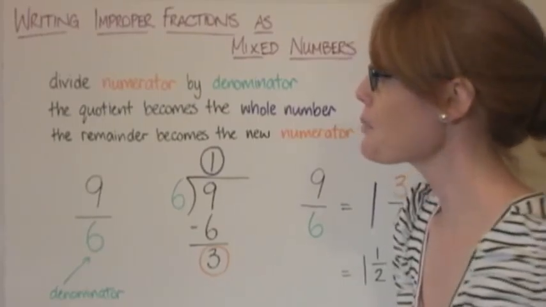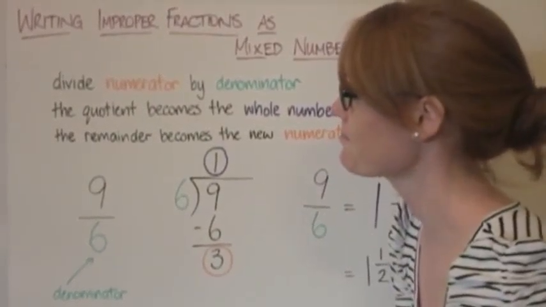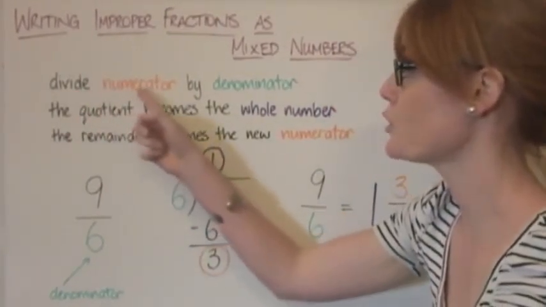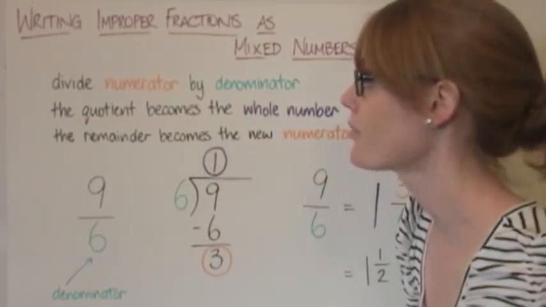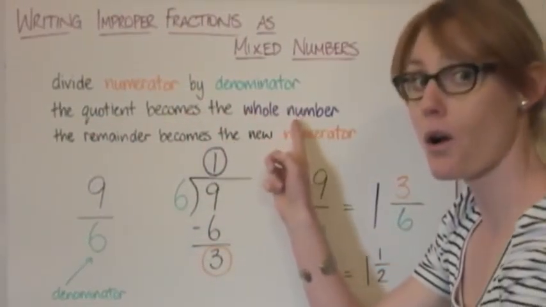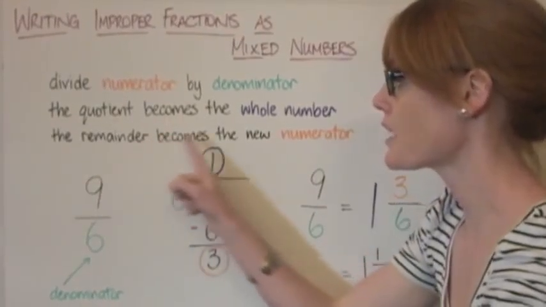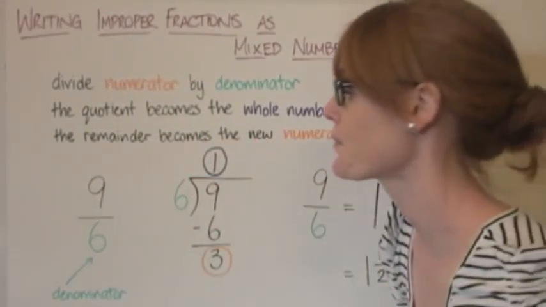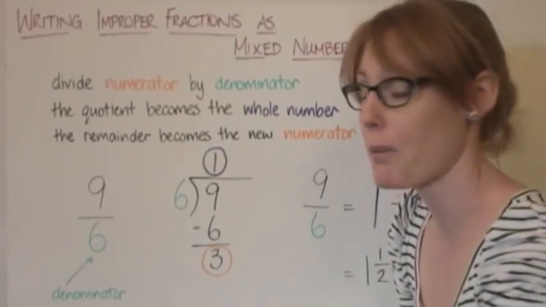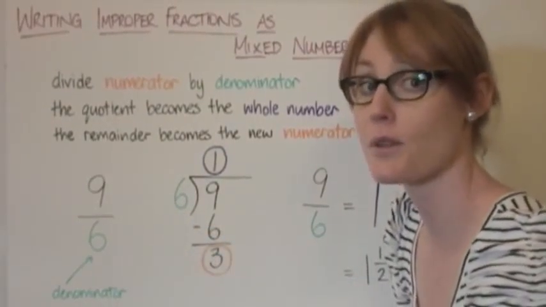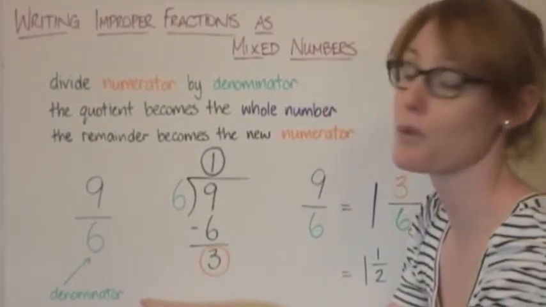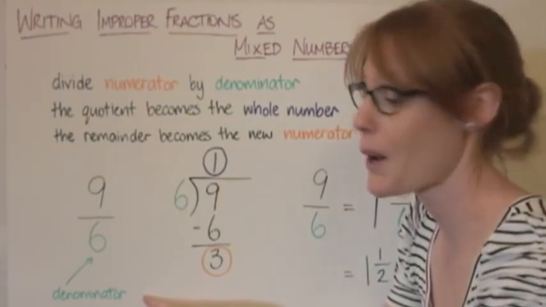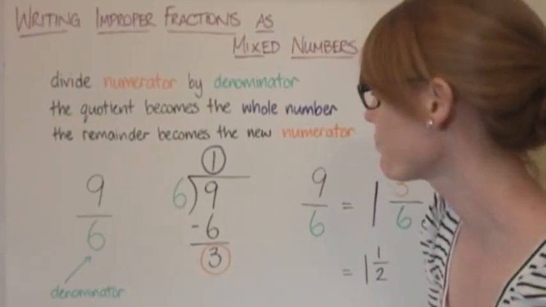So how do we write improper fractions as mixed numbers? Well, we divide the numerator by the denominator. The quotient then becomes the whole number, and the remainder becomes the new numerator. So let's say we've been given an improper fraction of 9 over 6, or 9/6. It's important to remember that the denominator will always remain the same.